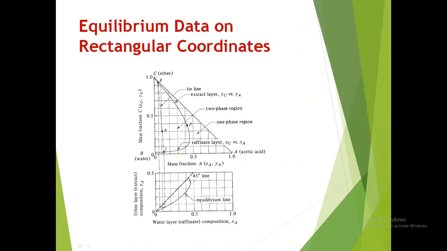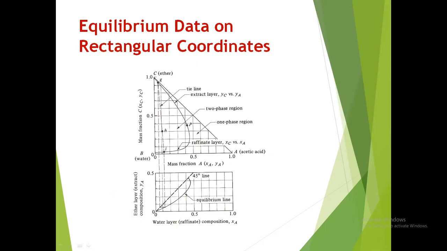So we're so used to only having one diagram for a particular unit process. In extraction, we have two. You have here in this particular rectangular diagram, the relationship between your water layer, your raffinate composition that is horizontal, and then the ether layer, which is your extract composition. This is in the case of acetic acid, ether, water solution. Your acetic acid is the A, your C is the ether, and your B is of course water.